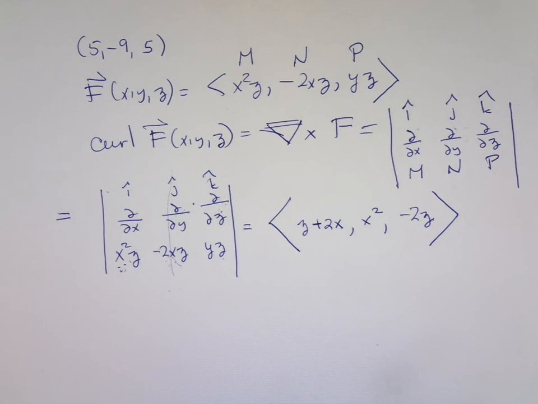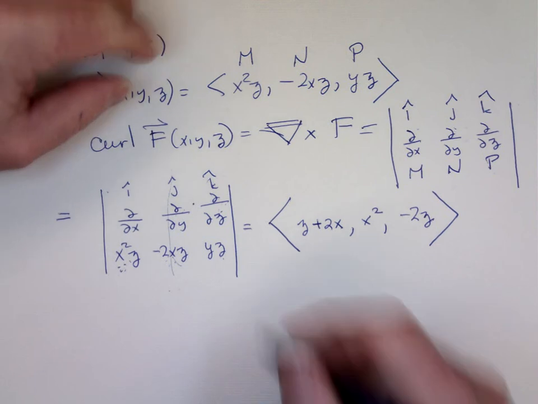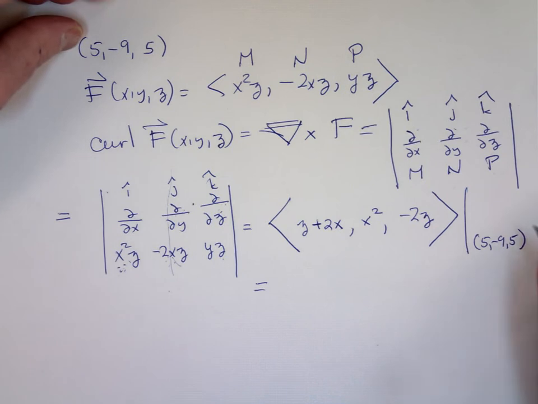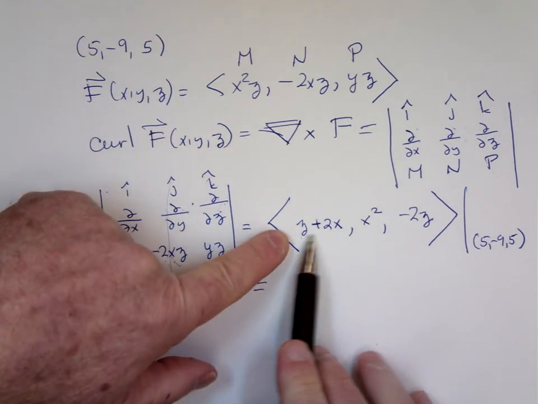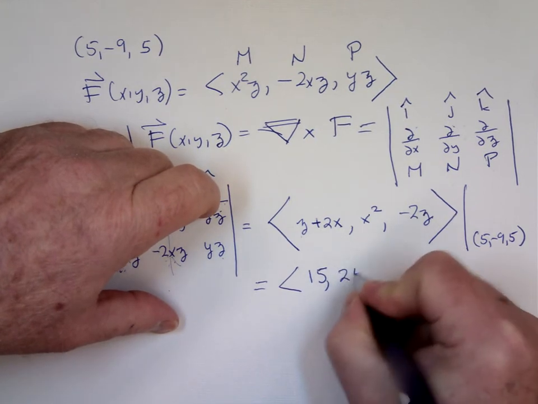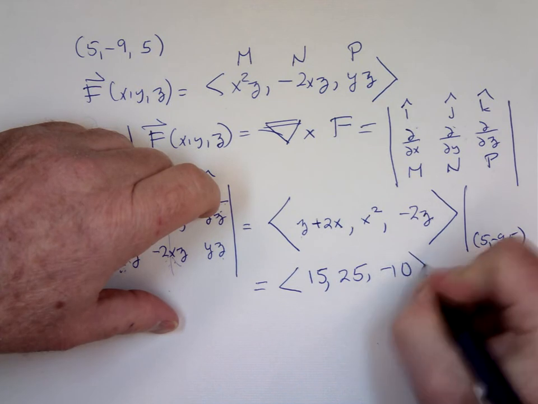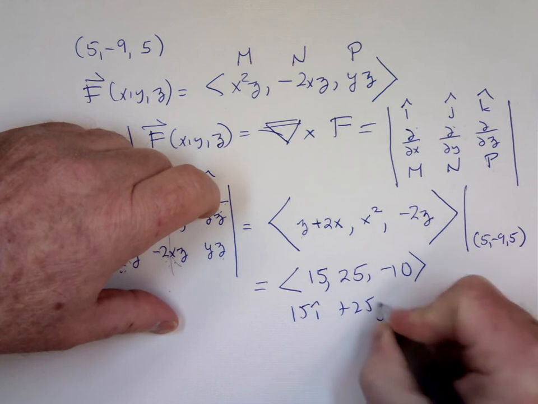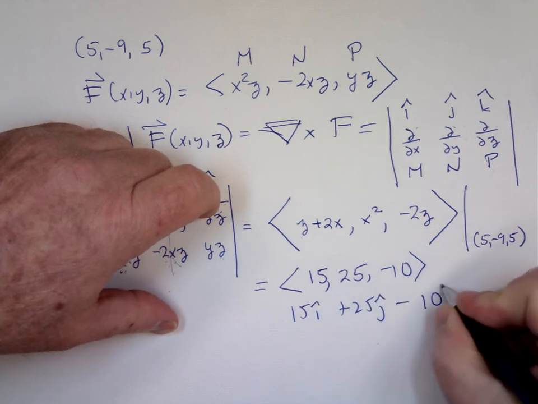Z plus x squared. Oh, at the point. We didn't do the point yet. We have to plug them in. We've got the point 5, negative 9, 5. So we got 5 plus 10, which is 15. We've got an x squared of 25 and a negative 10. So in your notation, it is 15i, 25j, minus 10k. Try that.